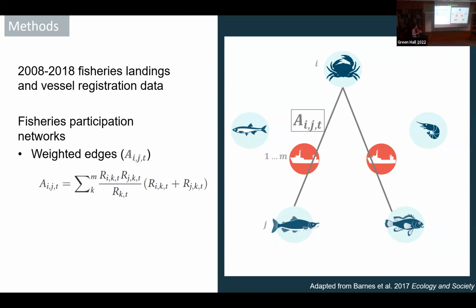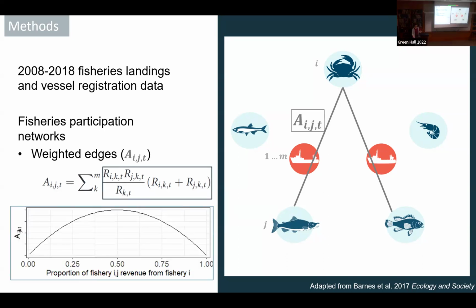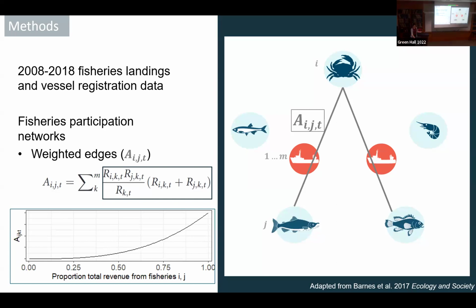And so this equation that I've got up here to describe the weighted edges just sums a vessel level index across all vessels that fish in both fisheries I and J, which are crab and salmon up here. And if we look at this calculation just for one vessel K at time T, as the proportion of revenue from fishery I versus fishery J approaches 50-50, we'll see that the edge weight is going to increase. And then as the contribution of both fisheries I and J to the total vessel revenue increases, so does the edge weight. And again, that just creates this effect where edge weight is proportional to the total revenue as well as the evenness with which that revenue is produced.